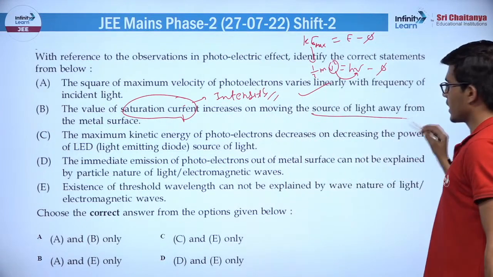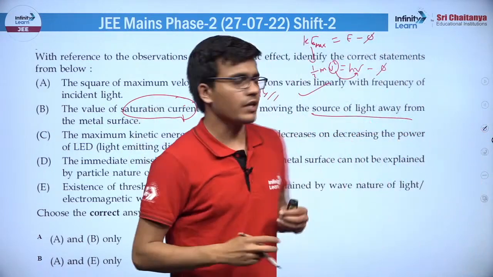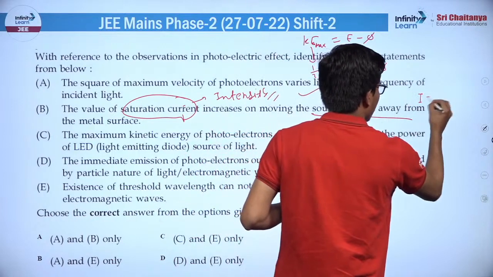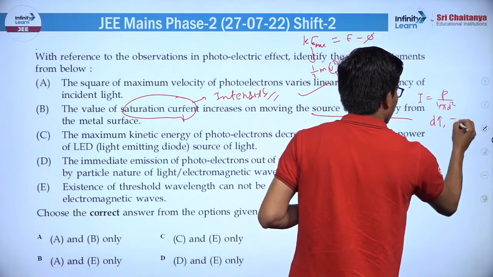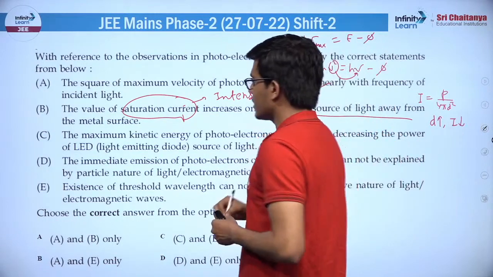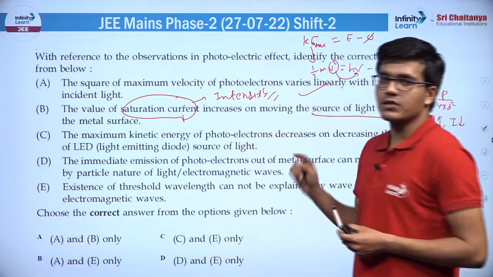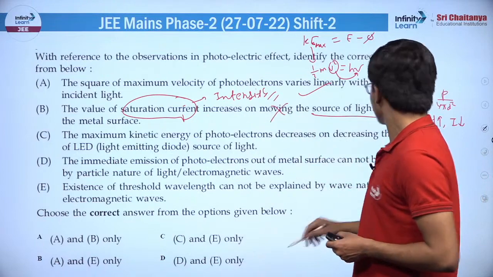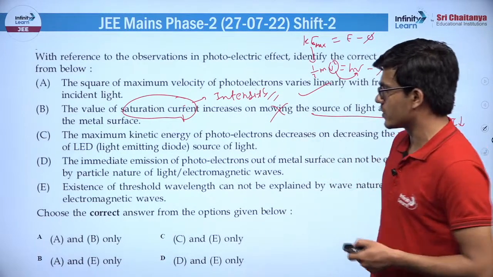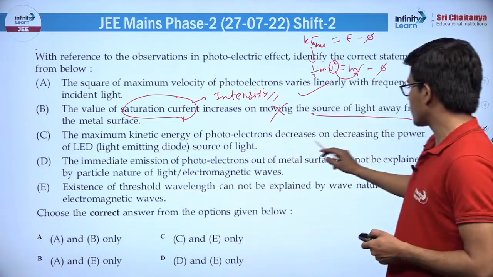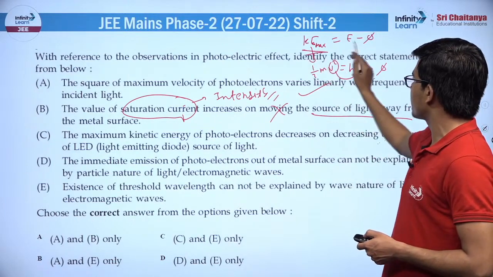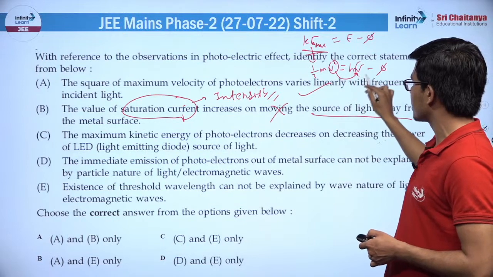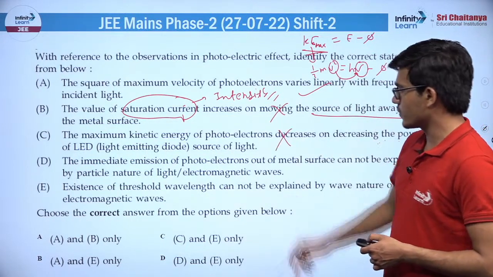If you take the source of light away, the intensity reaching will be power upon 4 pi d square. So if you increase d, the current will decrease, right? And so the saturation current will also decrease, so this one is wrong. If intensity decreases, the current will also decrease. The maximum kinetic energy of photoelectrons decreases on increasing the power. There will be no effect of power on maximum kinetic energy. Maximum kinetic energy completely depends on the frequency. This one is also wrong.